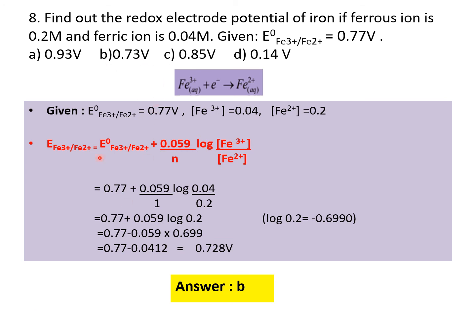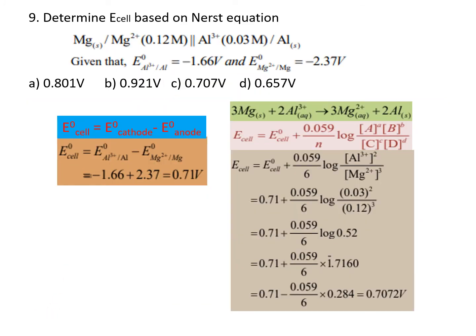Okay, 0.73. And the ninth sum: determine the Ecell based on the Nernst equation. Ecell we need to write based on the Nernst equation. Already they said the Nernst equation also. This is the cell representation as given. With the help of a cell representation, you should know how to write the cell reaction. Then only it's easy to find out the answer.